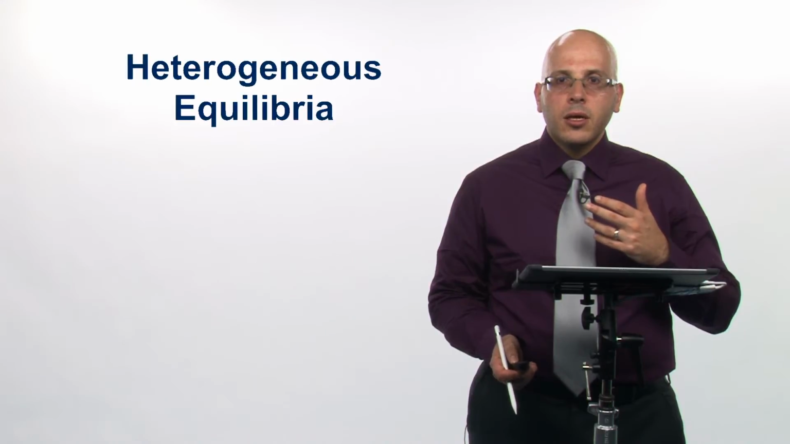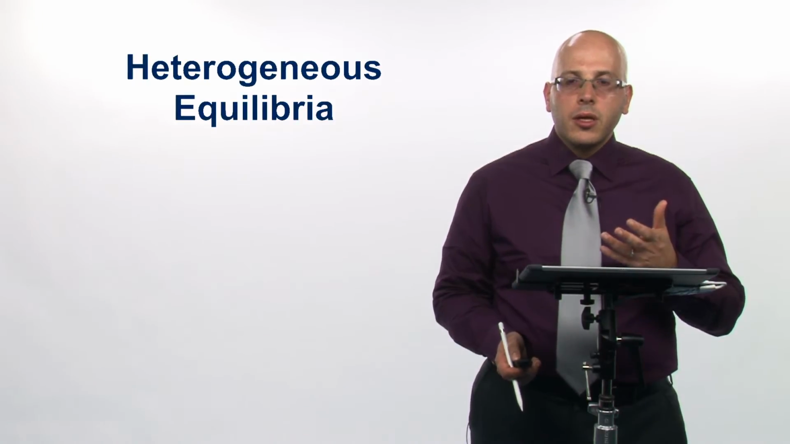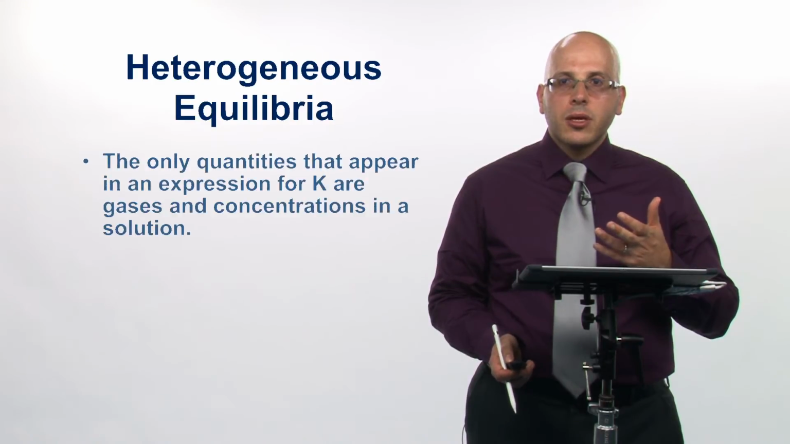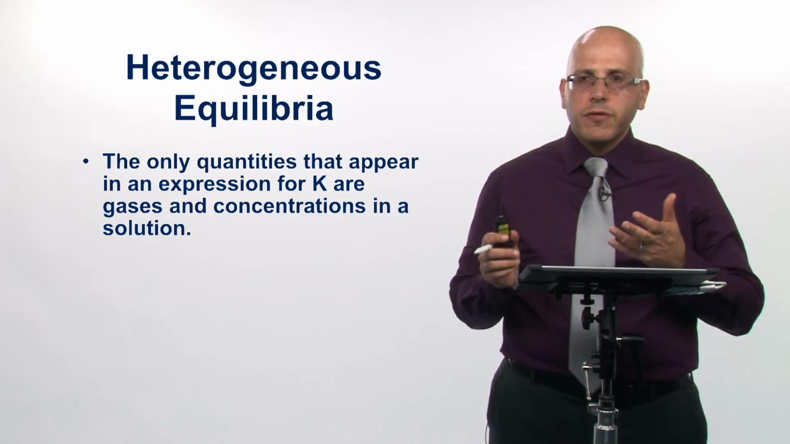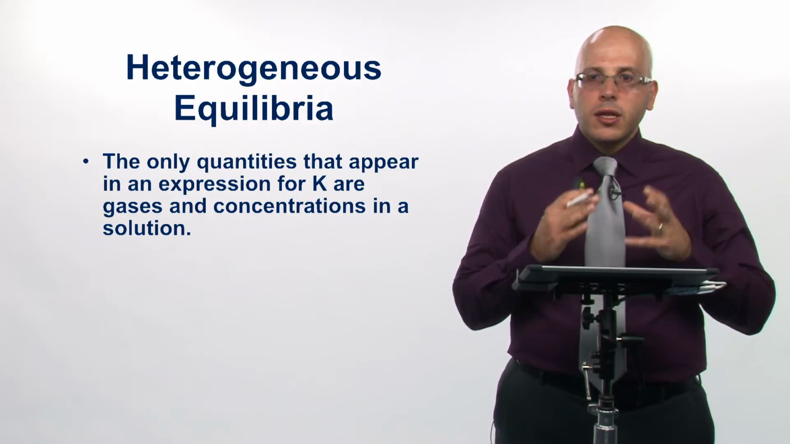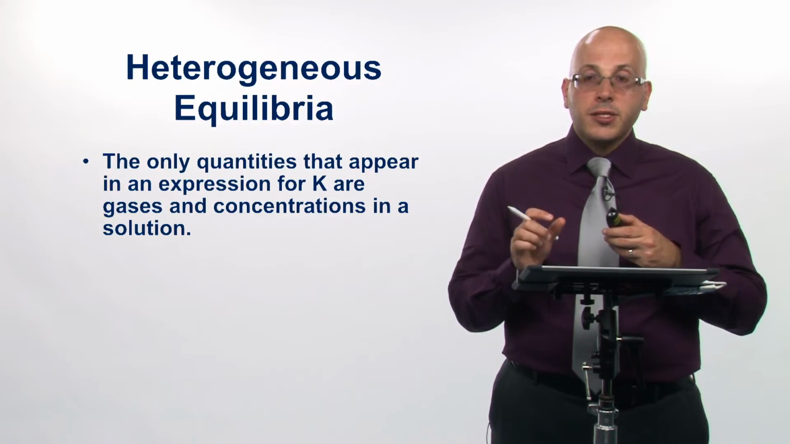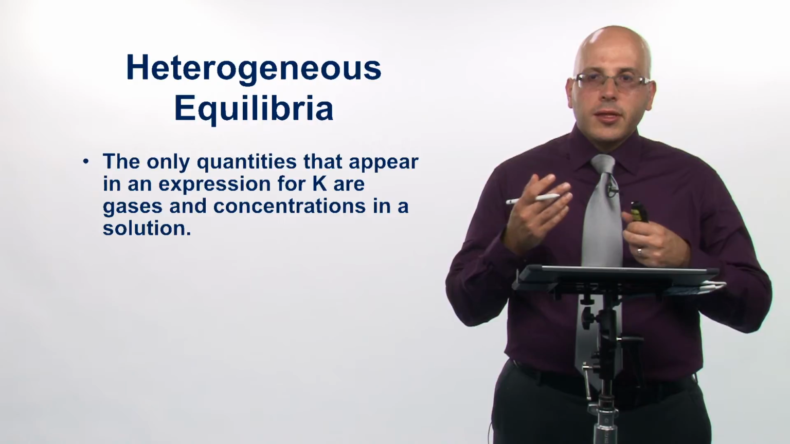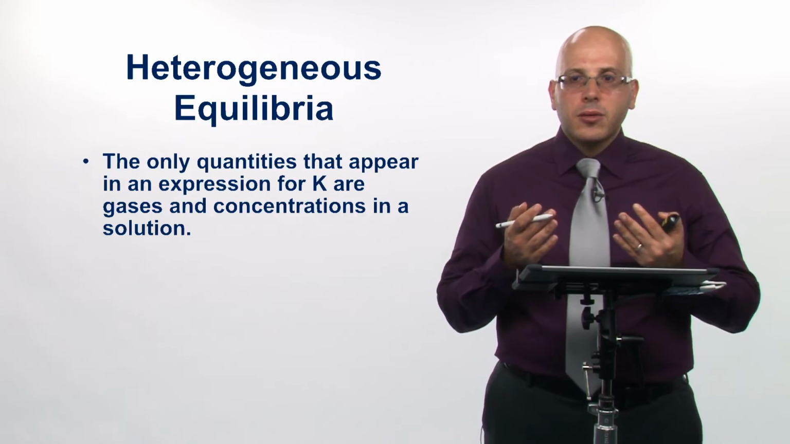So now let's look at what's called heterogeneous equilibria. This is where I have a chemical reaction with different phases present. Very often you have gases, maybe solids, maybe liquids, and they're all in there. So if I have multiple phases present at the same time, you might think that this would complicate my expression for K, but it's really not that bad.